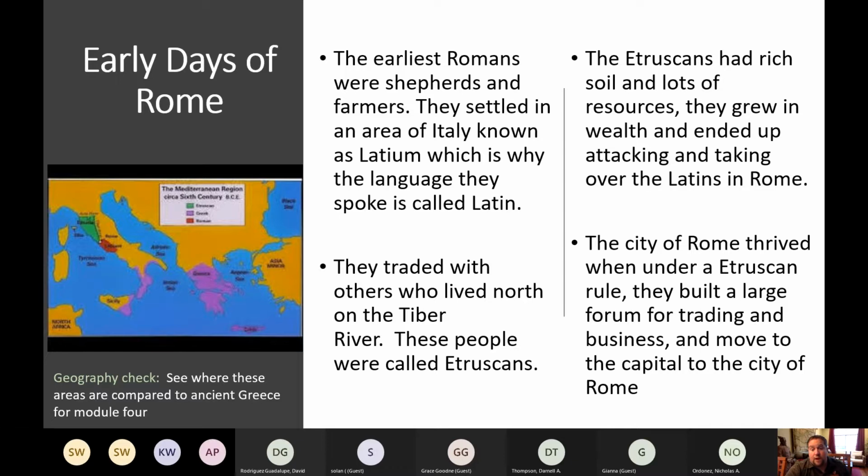The city of Rome thrived when it was under the Etruscan rule, and they built a large forum for trading and conducting business. They moved the capital to the city of Rome as well. So just like the Greeks had the agora, right, the big open area where there was business and merchants and shops, the Romans had that too, and they called it a forum.